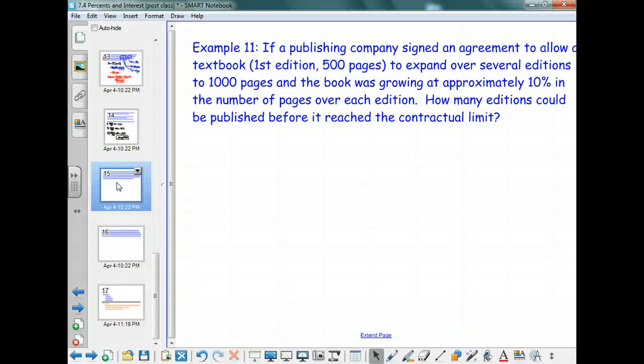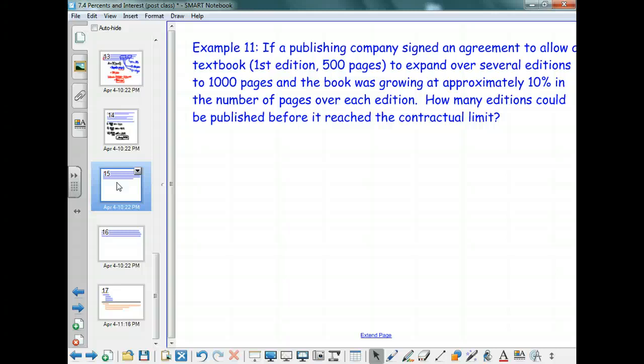So you understand what's happening? Every time the textbook grows, it's going to get a little bit bigger. And it tells you it's going to get 10% bigger each time, right? How many editions could be published before it reached its limit? That is, before it maxed out about 1,000 pages.